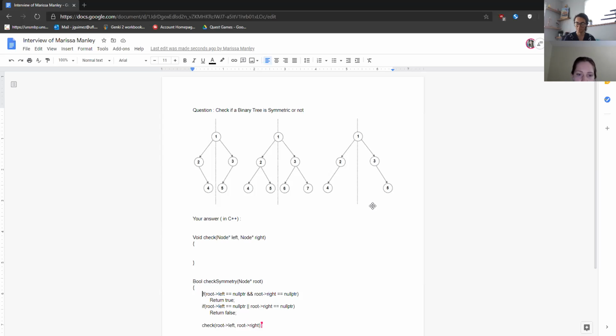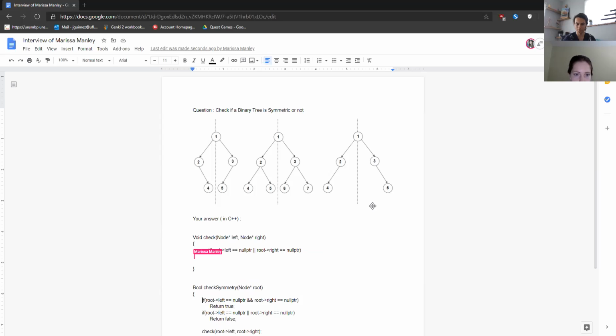Technically, I can make this into one method, because I can just check to see if left is null pointer, right is null pointer. Because if left and right have been sent, it is under the impression that they exist. But if they don't exist, okay, so if root left equals null pointer or root right equals null pointer, this is going to end up being a good base case.